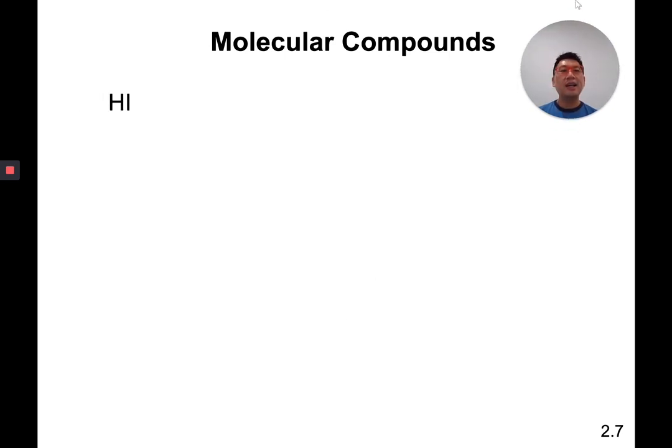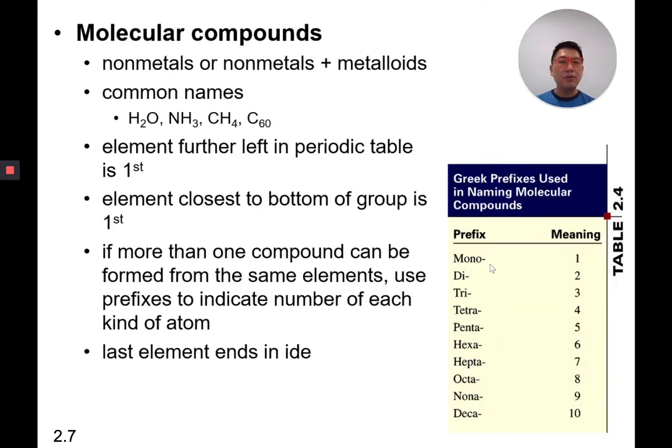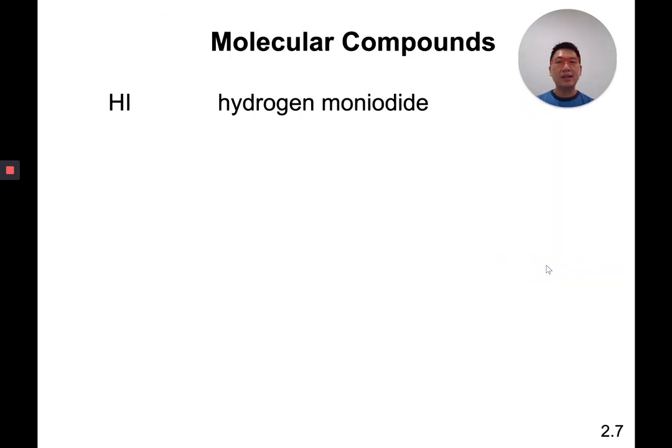HI, not high. The name of that thing is hydrogen monoiodide. Hydrogen with one iodine. Hydrogen monoiodide. Mono for one. You don't need to say monohydrogen. You don't have to say mono for the very first element. That's the only one you don't have to use a prefix for.